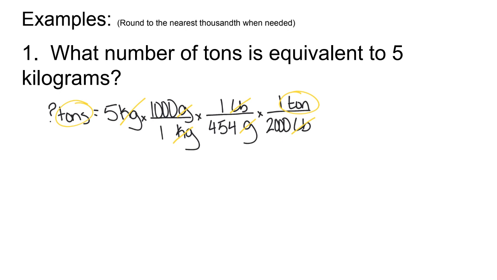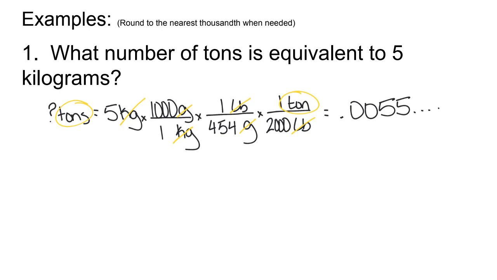We're going to multiply along the top, so 5 times 1,000, timesing by ones that don't matter. And then we're going to get that answer and divide it by 454 and divide it by 2,000. Again, dividing by ones, not going to change it. And I've got 0.0055 and a whole bunch of stuff.